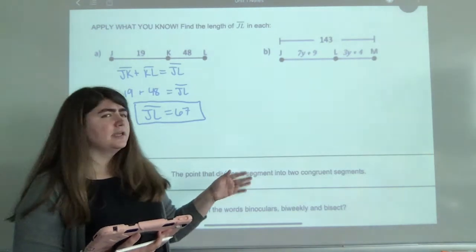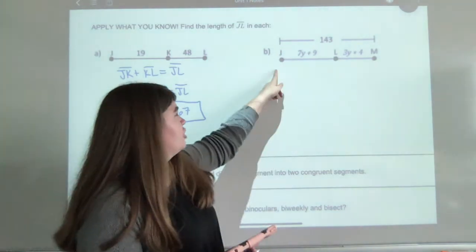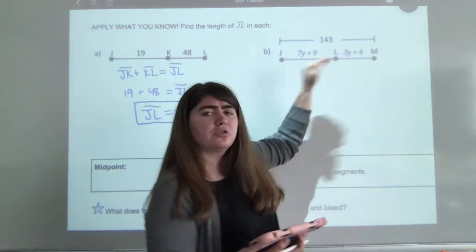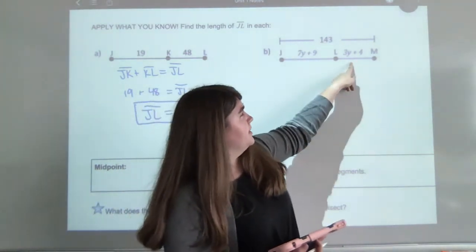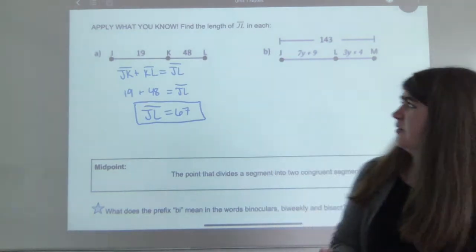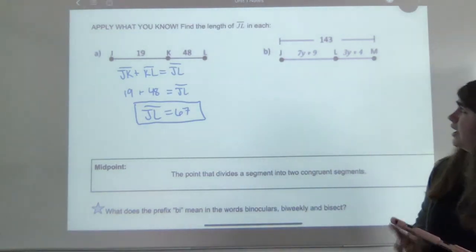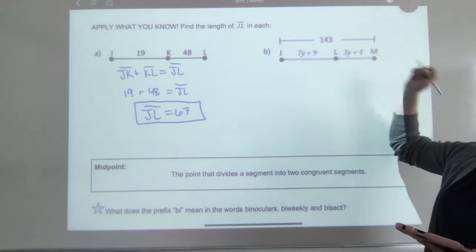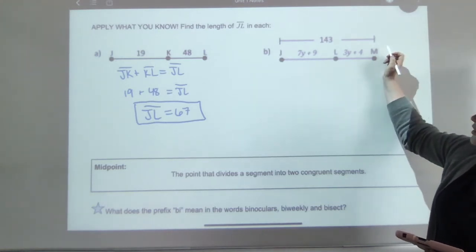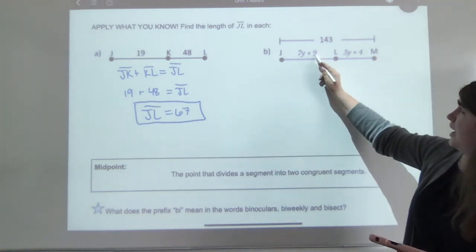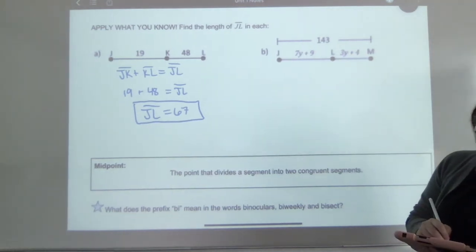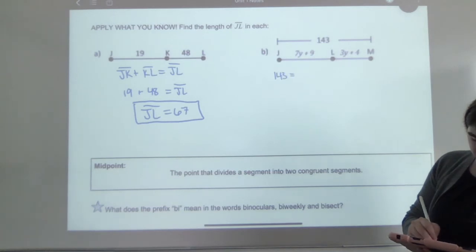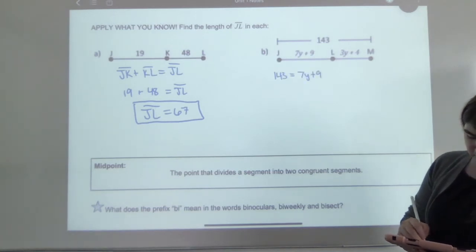Alright, letter B looks a little more complex. We have JLM, and we know the length of the whole segment, but we only have equations for the two smaller pieces. So if you're given a formula for something like that, you're going to go ahead and notice that 143 is equal to 7y plus 9 plus 3y plus 4. So we're going to go ahead and write that out. 143 is equal to 7y plus 9 plus 3y plus 4.